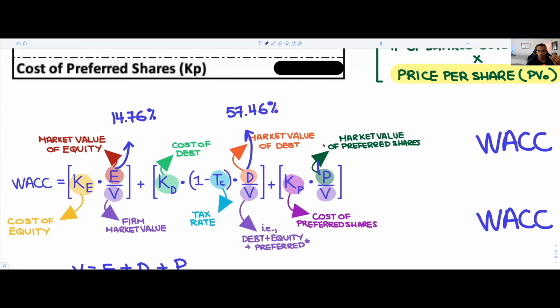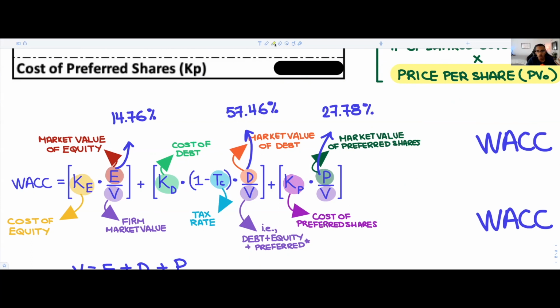Now, if we look at our preferred shares, for the proportion allocated to P over V, you could find the remainder. So you could do 100% minus 57.46% minus 14.76%, and that's going to give you the answer. Or you could simply do 115 million divided by 413,923,540. That's going to give you 27.78%.